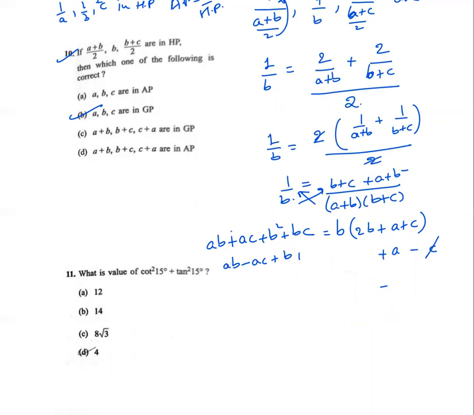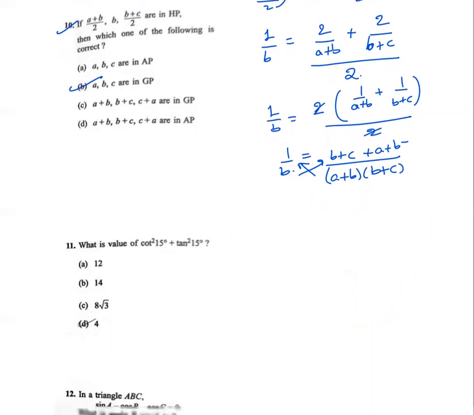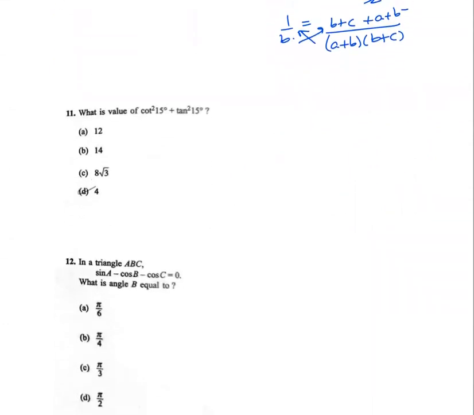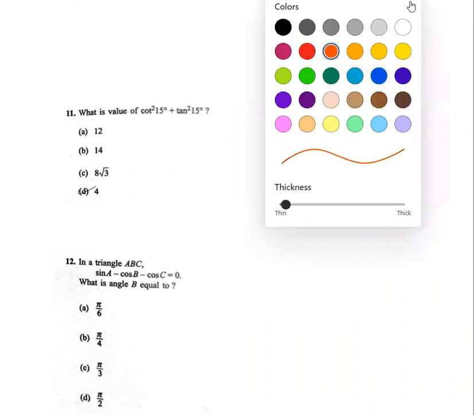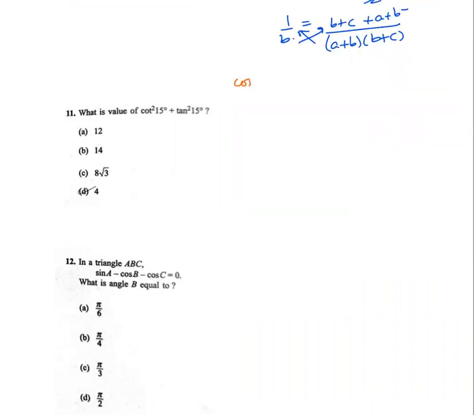Let's move on to the next question, which is from trigonometry. It says, what is the value of cot square 15 degrees plus tan square 15 degrees? Okay, so here I can write cot and tan in terms of cos and sine. Cot is cos by sine, tan is sine by cos. So cot square 15 degrees is cos square 15 degrees divided by sine square 15 degrees, plus sine square 15 degrees divided by cos square 15 degrees, right?